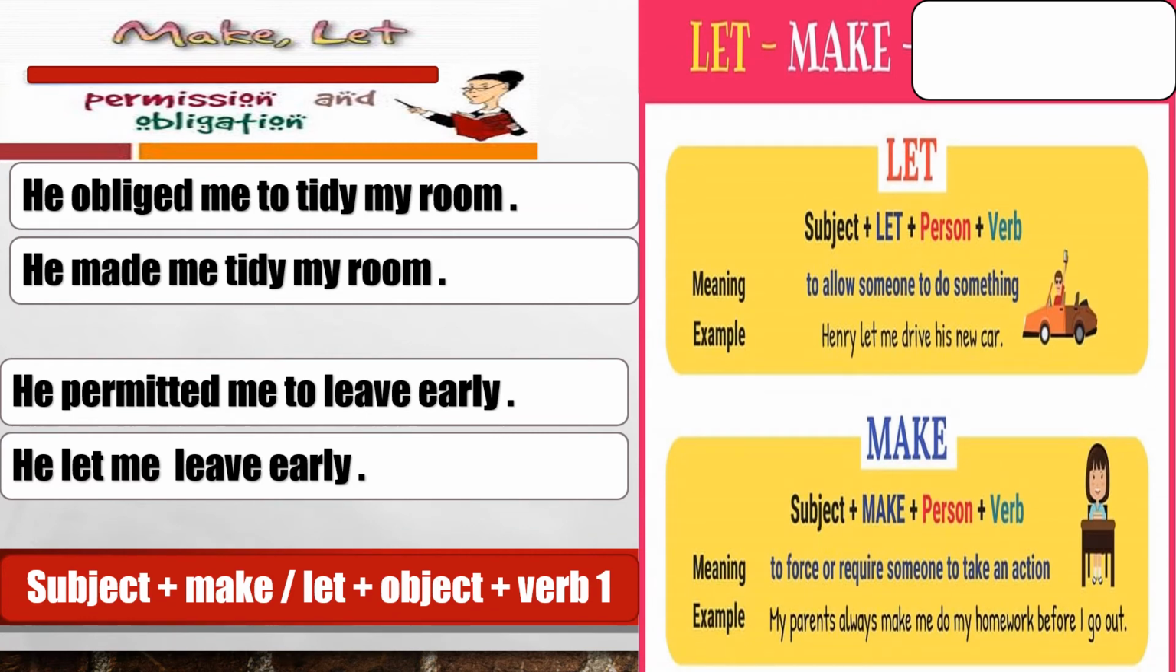Okay. Again, make and let. What do you mean by make? To force or oblige someone to do something, from the name, obligation. Let means to allow or permit someone to do something, to mean what? Permission.